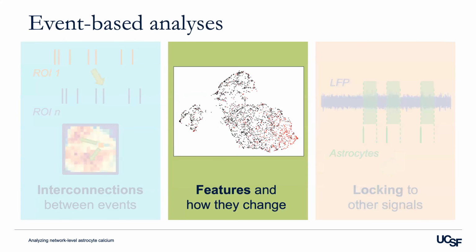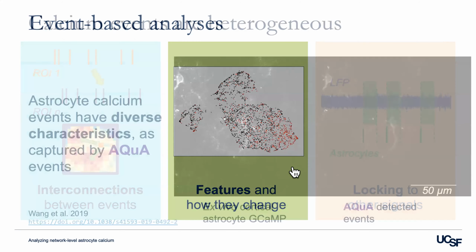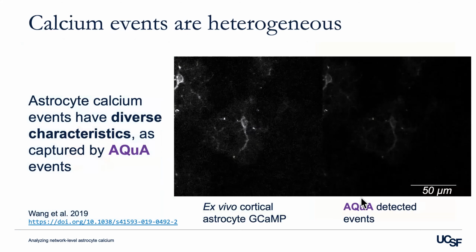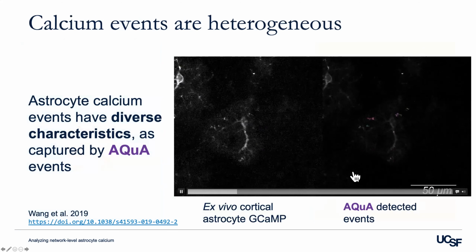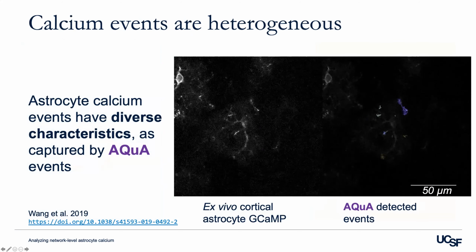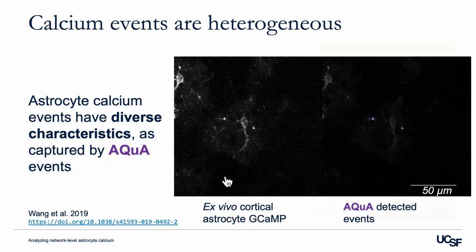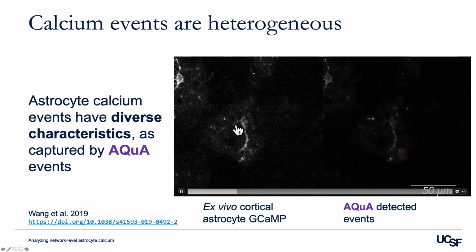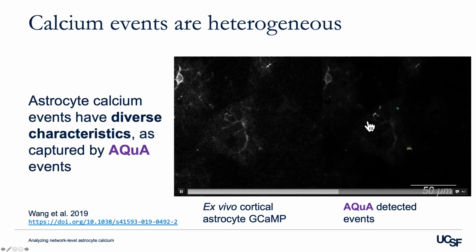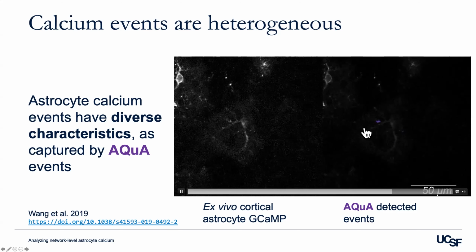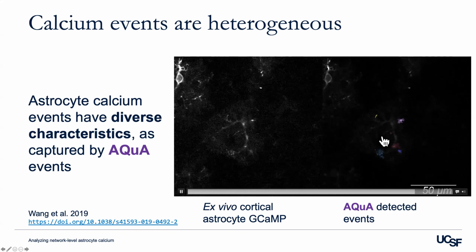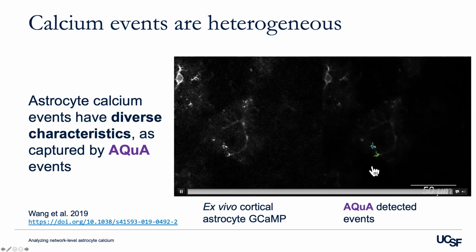So next I want to focus on the feature vectors that are associated with individual events and how they change depending on context. So as Guoqiang Yu pointed out yesterday, and as we can see here in this video, the astrocyte calcium events are highly heterogeneous. So here, once again, we see a calcium recording from ex vivo cortical astrocytes on the left side, and on the right side, we see an overlay of the astrocyte events that have been detected by AQuA. And we can see that the characteristics of their fluorescence are quite diverse.